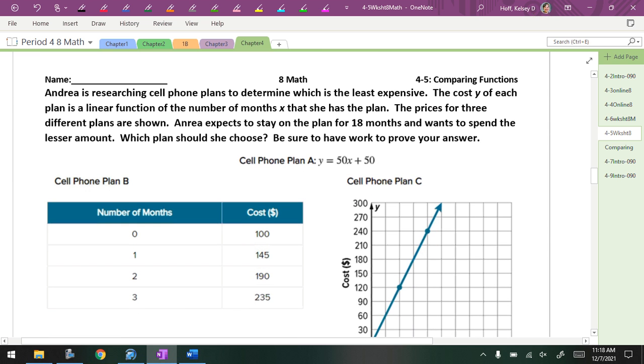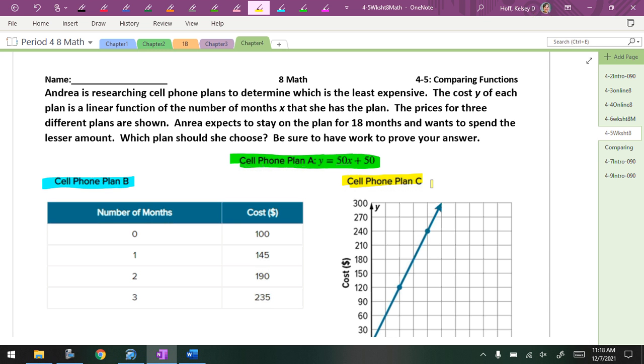Andrea is researching cell phone plans to determine which one's the least expensive. The cost, y, of each plan is a linear function of the number of months, or x, that she has the plan. The prices for 3 different plans are shown. Do you see that? Cell phone A is here, cell phone B is here, and cell phone C is here. So they give us 3 different plans. Andrea expects to stay on the plan for 18 months and wants to spend the lesser amount. Which plan should she choose? Be sure to have work to prove your answer.